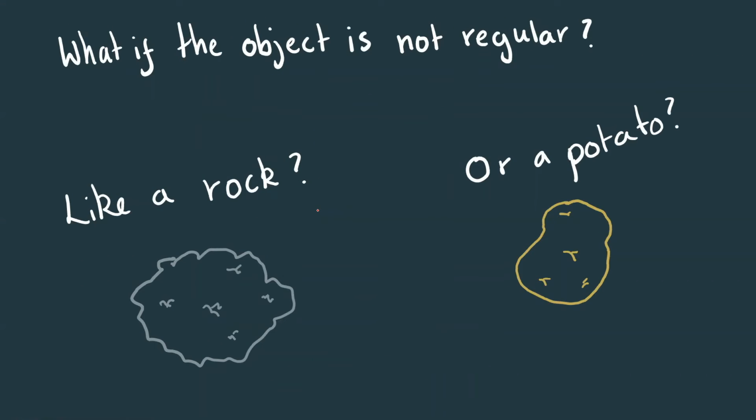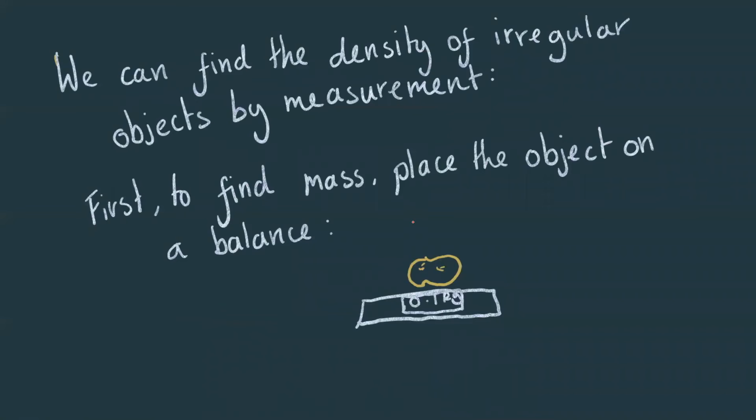So what if the object is not regular? Like if you could get a question about a rock or a potato. You wouldn't do a calculation like we did before straight away. All you need to do, it's quite an easy exam question if you get this, is talk about how you measure it. You don't have to actually physically do it, but you have to talk about how you do it. So you find the mass: place the object on a balance, that's a scale. We call it a balance in science. So you find its mass.